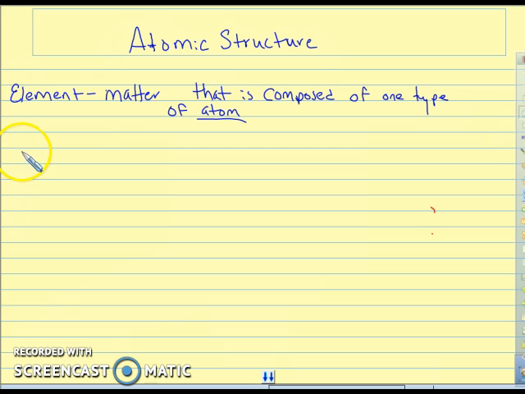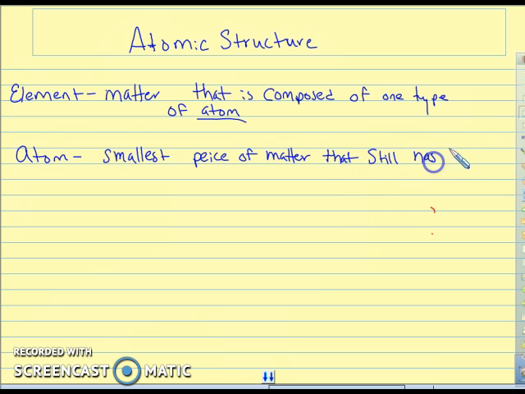So what's an atom then? Smallest, yep. So it's the smallest piece of matter that still has the properties of the element. So an atom is a piece of the element, but it's the smallest one that still maintains all of the properties of that specific element.